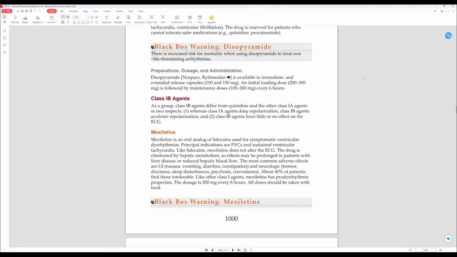That was all of our Class 1A agents. Now let's talk about Class 1B agents. As a group, Class 1B differs from quinidine and other Class 1A agents in two respects. Whereas Class 1A agents delay repolarization, Class 1B agents accelerate repolarization. Also, Class 1B agents have little or no effect on EKGs.